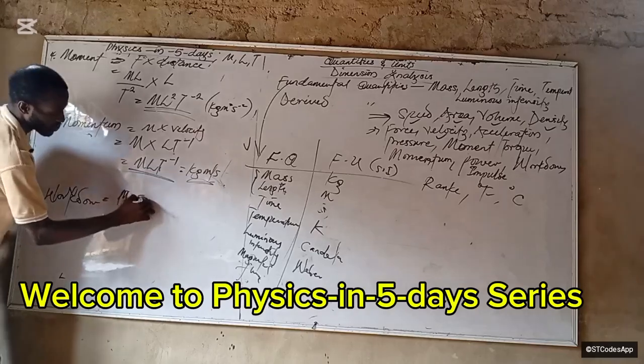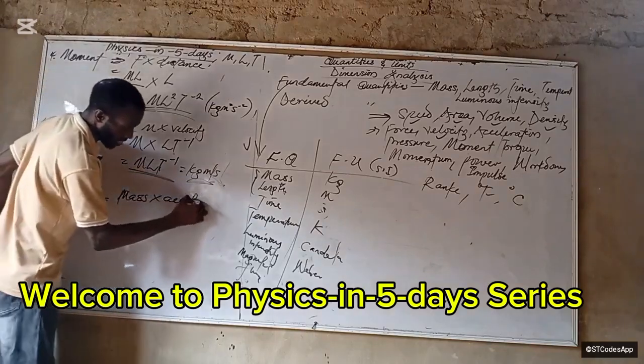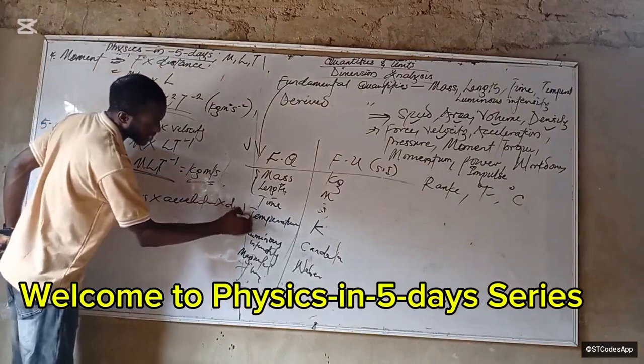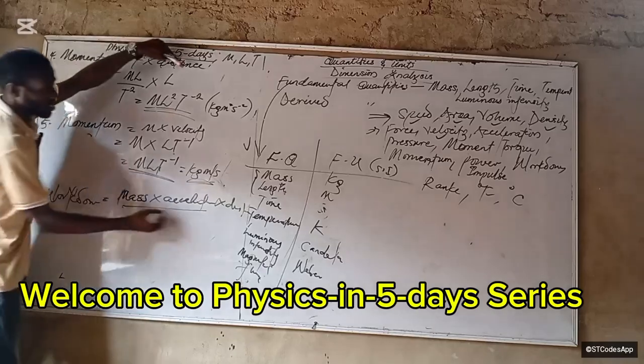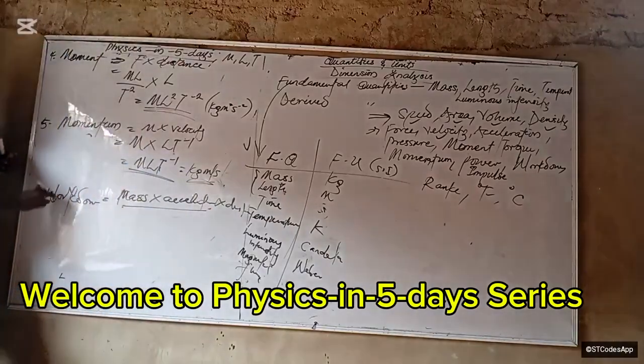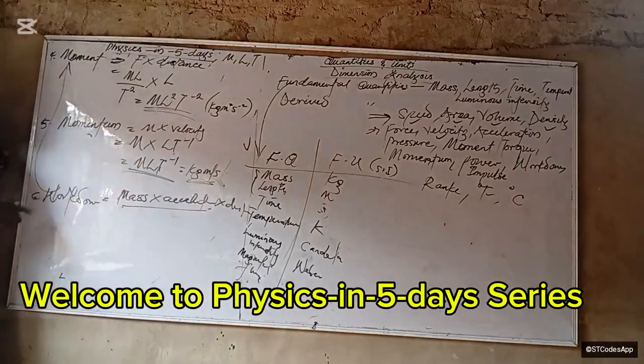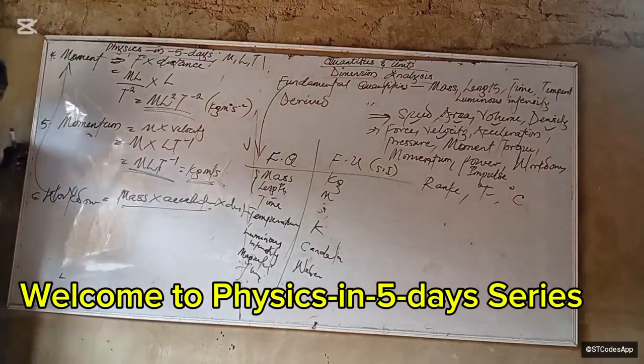Mass times acceleration, times distance, right? So what do you see? Mass and acceleration, force, right? Distance. So it basically means that they will have the same dimension. So moment and work done will have the same dimension, but they are different.